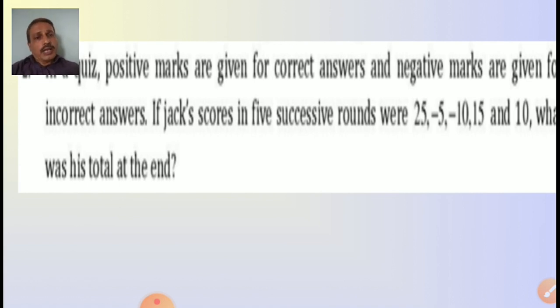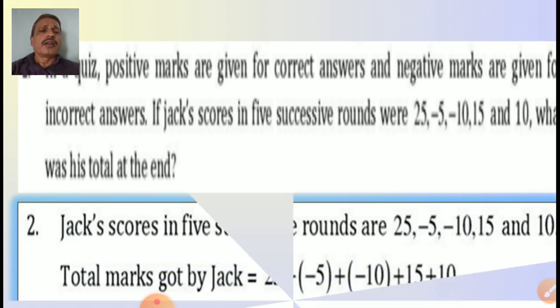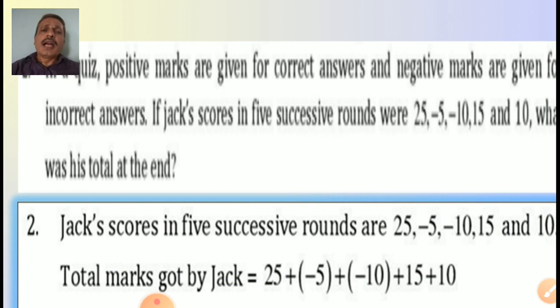Students, you are playing a quiz. Sometime you will get the plus marks, sometime it's negative also. Incorrect answer means negative. Let's check the answer. Jack score in 5 successive rounds are given. That means we should have to add up. Addition of this number, it's so simple.